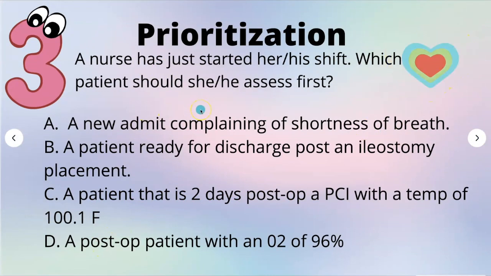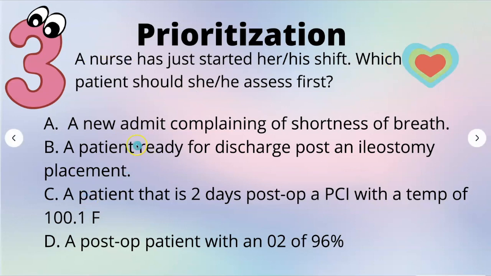A nurse has just started his shift. Which patient should he assess first? A new admit complaining of shortness of breath, a patient ready for discharge post an ileostomy placement, a patient that is 2 days post-op a PCI with a temp of 100.1, a post-op patient with an O2 of 96%. So prioritization, the way to tackle this question, it says, who should this person assess first? Remember that in nursing, think ABCs, airway, breathing, circulation.